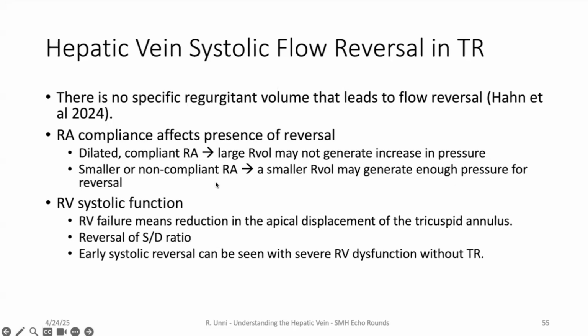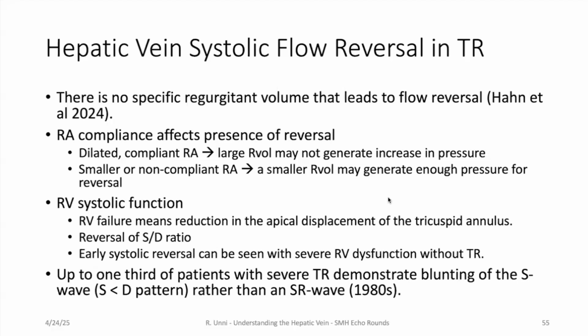Another component to think about is RV systolic dysfunction. So again, you guys have seen the TAPSE. When you have good RV systolic function, the annulus moves down, and that's what creates your S wave. As you get RV failure, your TAPSE goes down. You have less apical displacement of that annulus. And so your S/D ratio can reverse, totally irregardless of what the TR is doing, if there is severe TR, but you can get this kind of reversal. So let me show you some examples.